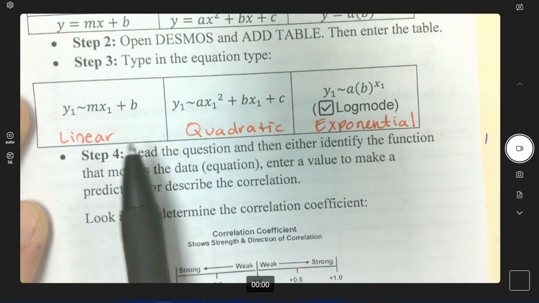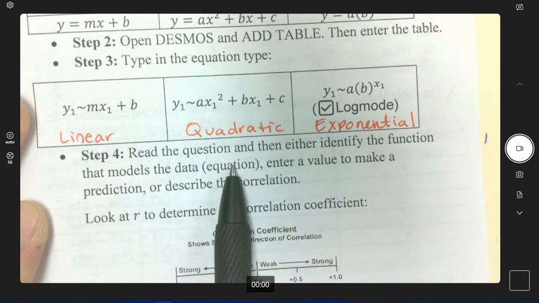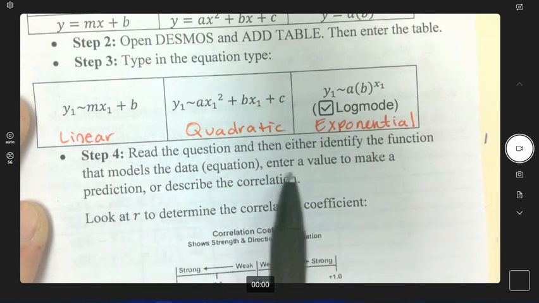So step 4 says read the question, either identify the function that models the data, which means you're going to write the equation, or enter a value to make a prediction, or describe the correlation.